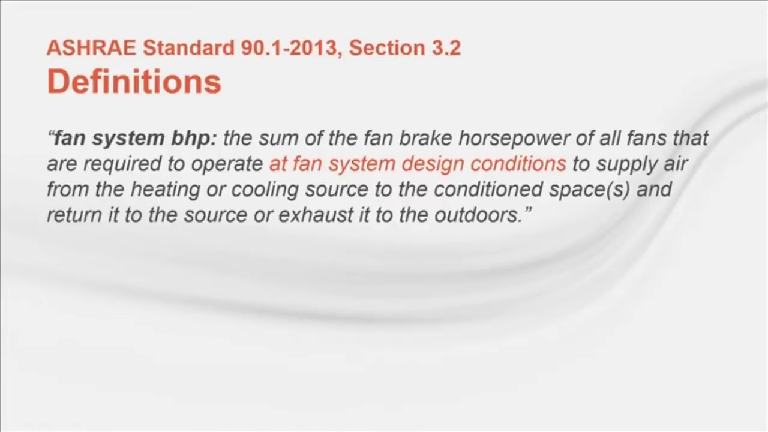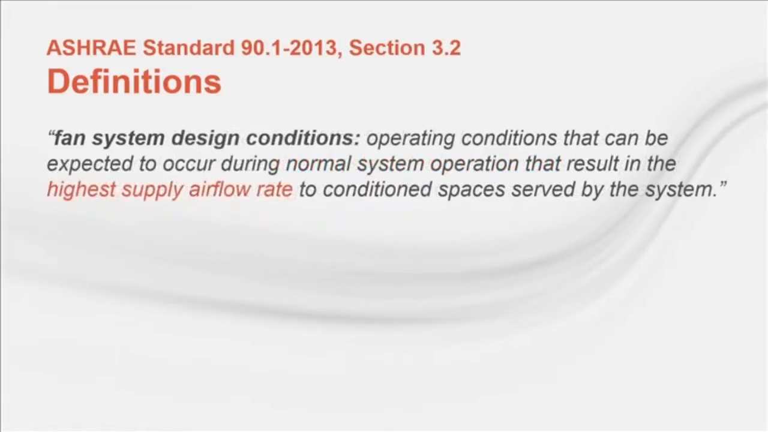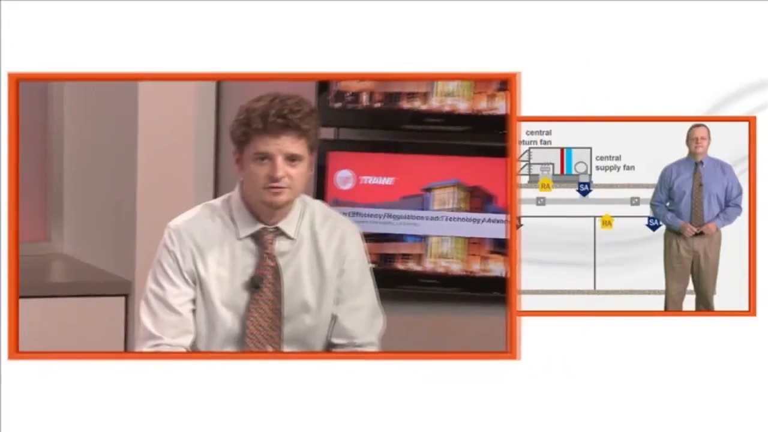And it includes all fans that are used to supply air from the heating or cooling source to the conditioned space, then either return that air to the source or exhaust it outdoors. And there's another definition to clarify what's meant by fan system design conditions. This is the time when the system is delivering its highest supply airflow rate to the conditioned spaces. This typically occurs in the summer at peak cooling load conditions, but for some applications, it could be at peak heating load. Let's look at a few examples to better understand these definitions.